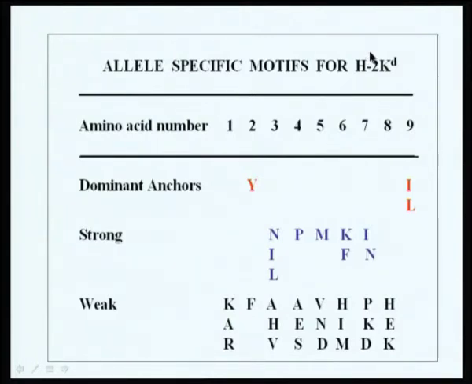because this motif, having Y tyrosine, or isoleucine or leucine as the dominant anchors, was present only in the H2Kd molecule. If one was to look at H2Dd, or H2Kk, or a different haplotype, the presence of allele specific motifs was indeed demonstrated in all of them. However, the residues would be different, and therefore the term allele specific, that means they would be specific to a particular allele of the class 1 molecule.